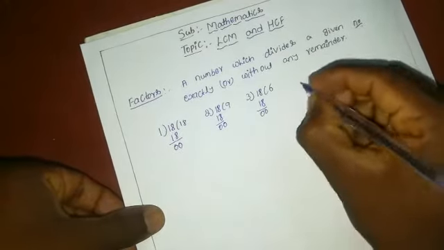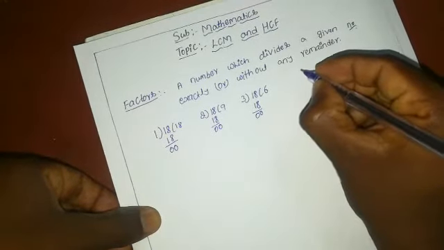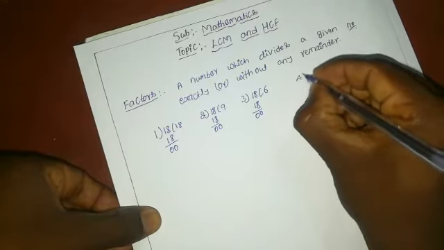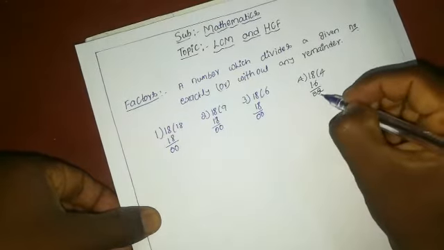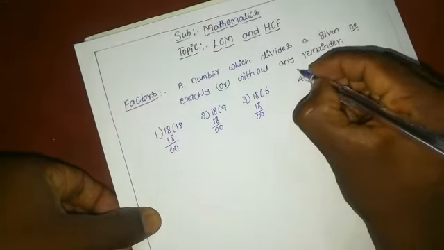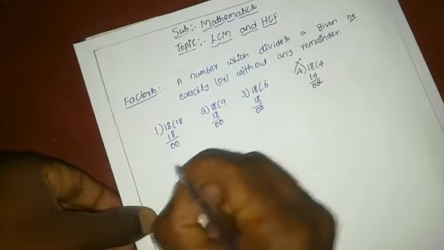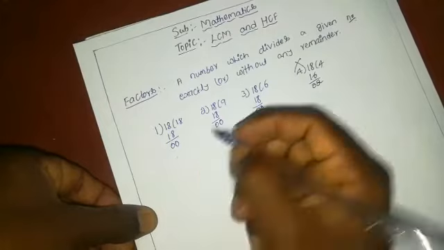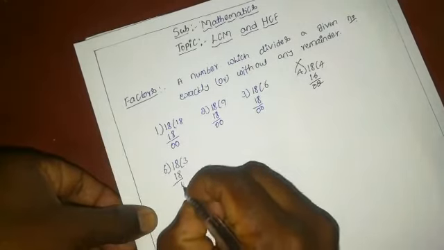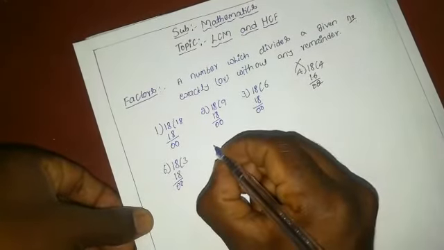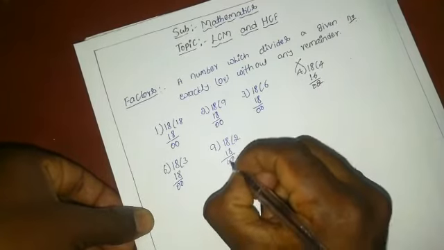We get remainder 0. And then 4 divides 18 how many times? 4 does not divide 18 exactly. 4 fours are 16, we get remainder 2. So 4 is not a factor of 18. 5 does not divide 18 exactly, and 6 divides 18 3 times with remainder 0. After this, 9 divides 18 how many times? 2 times, we get remainder 0.